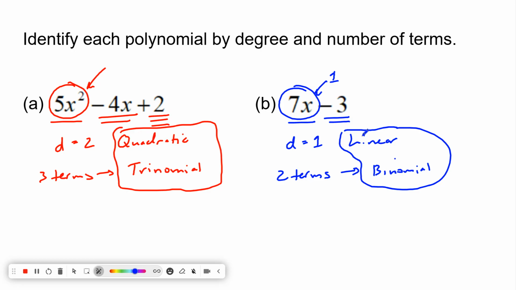We won't make you memorize these terms. We should give this to you on the test. But again, just make sure you know how to identify the degree and the number of terms.